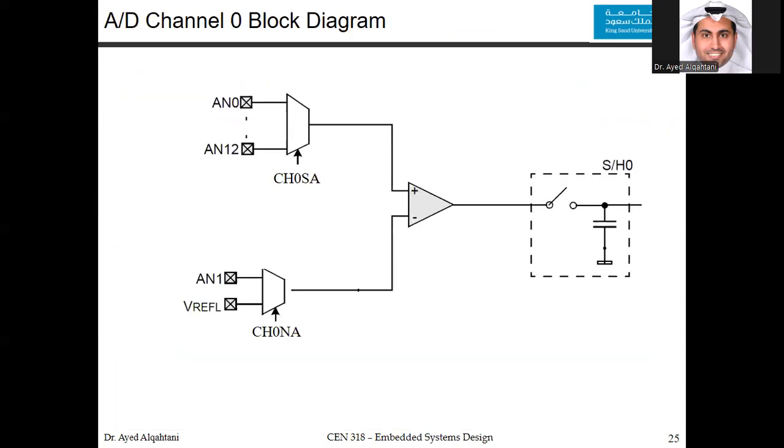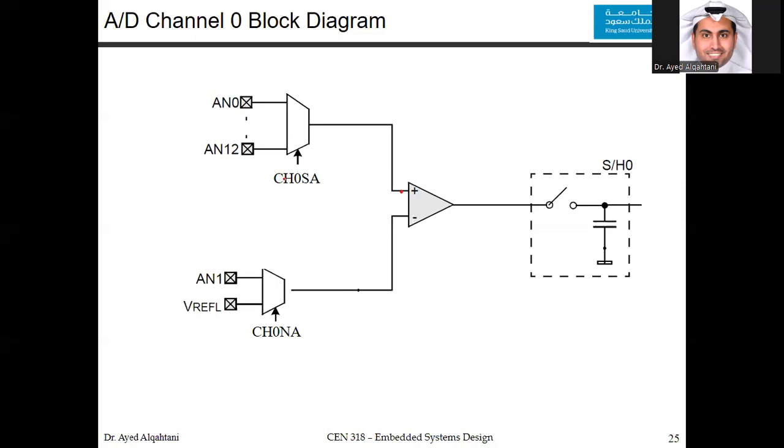So to choose channels, remember we have from AN0 all the way to AN12. We have a comparator here. You can have any analog signal from the outside world, and you choose whatever you have, and you connect it to the plus pin.